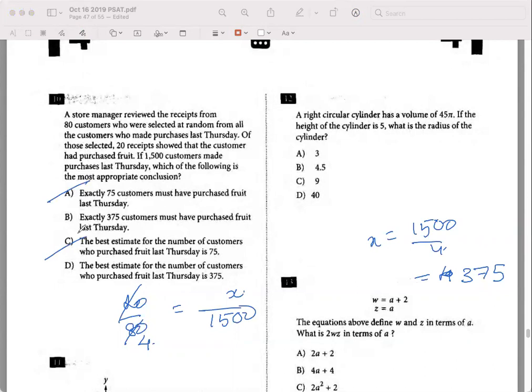Now between option B and D, B says exactly 375 customers must have purchased fruit. And D says the best estimate for the number of customers is 375. So obviously D is the right answer because B is something that you cannot say, right? It's not a certainty. It's a probability. I have a sample. Of that sample, 1/4 of the people purchased fruit. So the best estimate of the number of people who purchased fruit out of all 1,500 customers is 1/4 of that number. So you can't say for certain. It's the best estimate, option D.